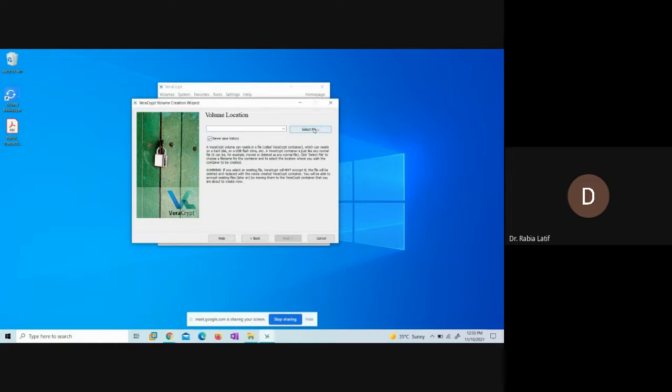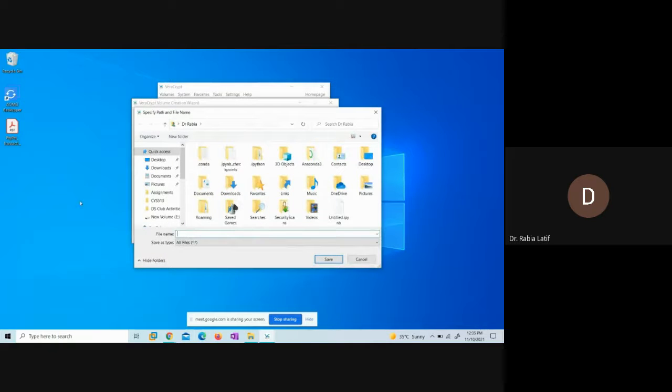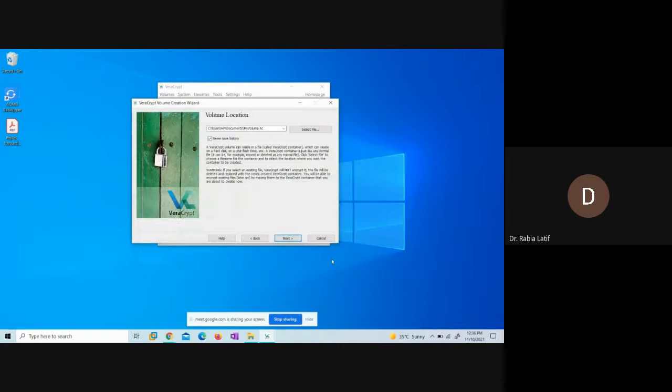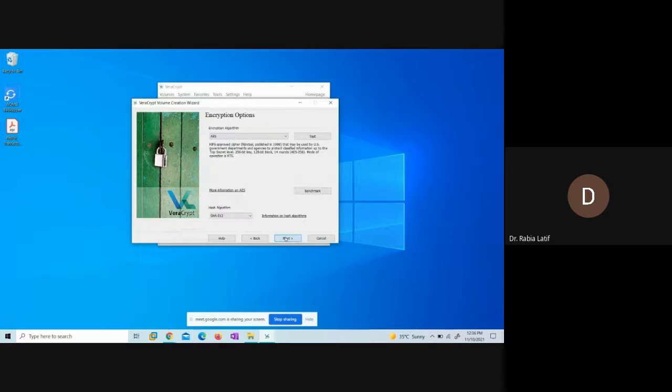Here you need to select the file in which you want to put all your backups, all your data that you want to encrypt. Select file. For example, I'm going to Downloads, and I'm creating one file here, calling it my volume.hc. Save. HC is basically the format of the encryption. Next.